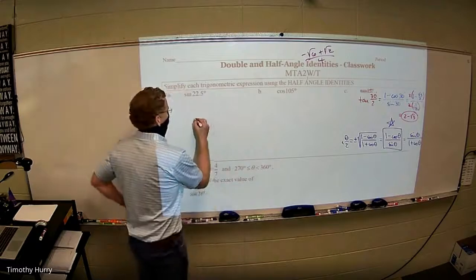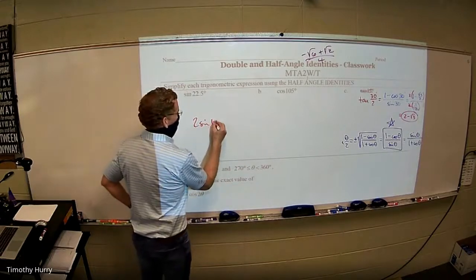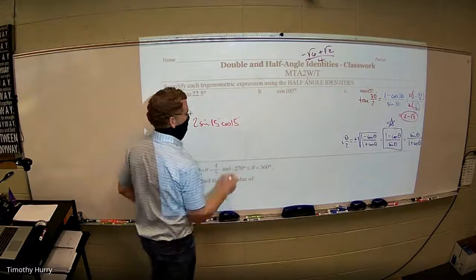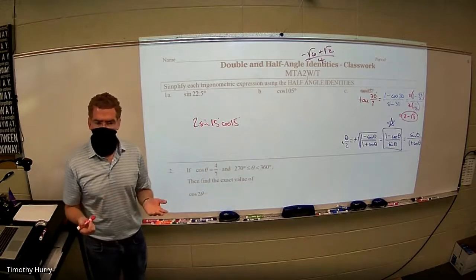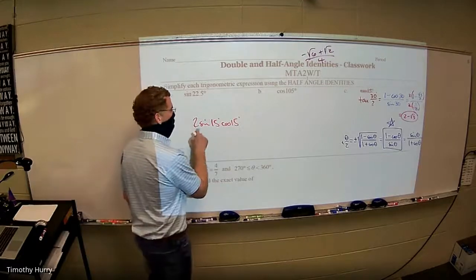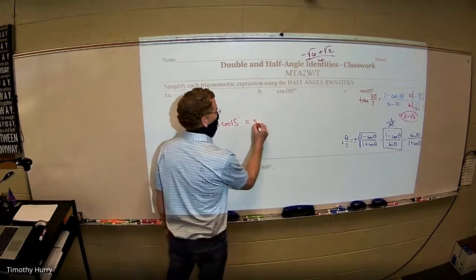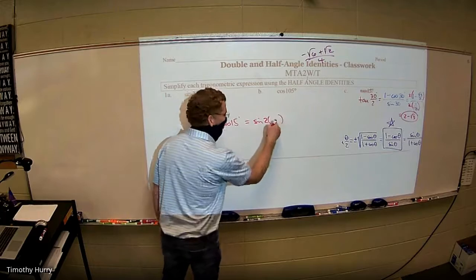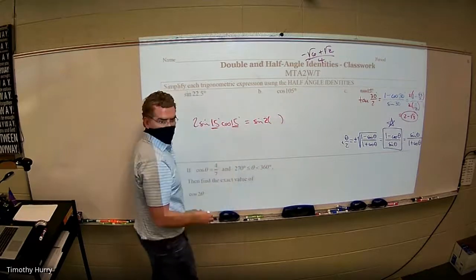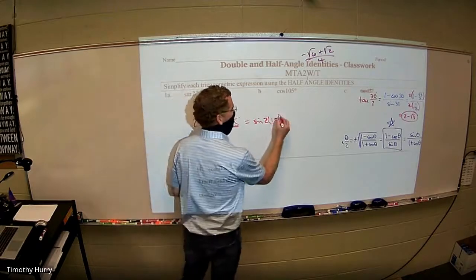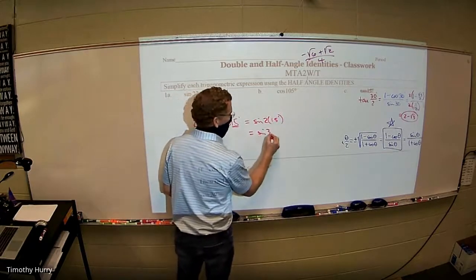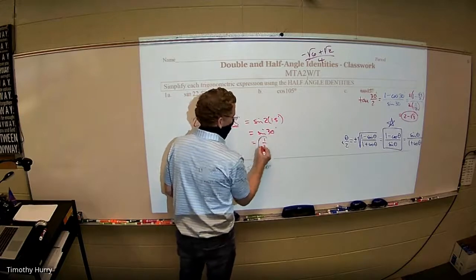What if I said 2 sine of 15 cosine of 15? Does that look familiar to you? That's a double angle sine, right? So if 2 sine theta cosine theta is sine of 2 theta, and your theta is 15, then all you have to do is what? Plug a 15 in. Oh, and that gives you sine of 30. Oh, and that gives you 1/2.